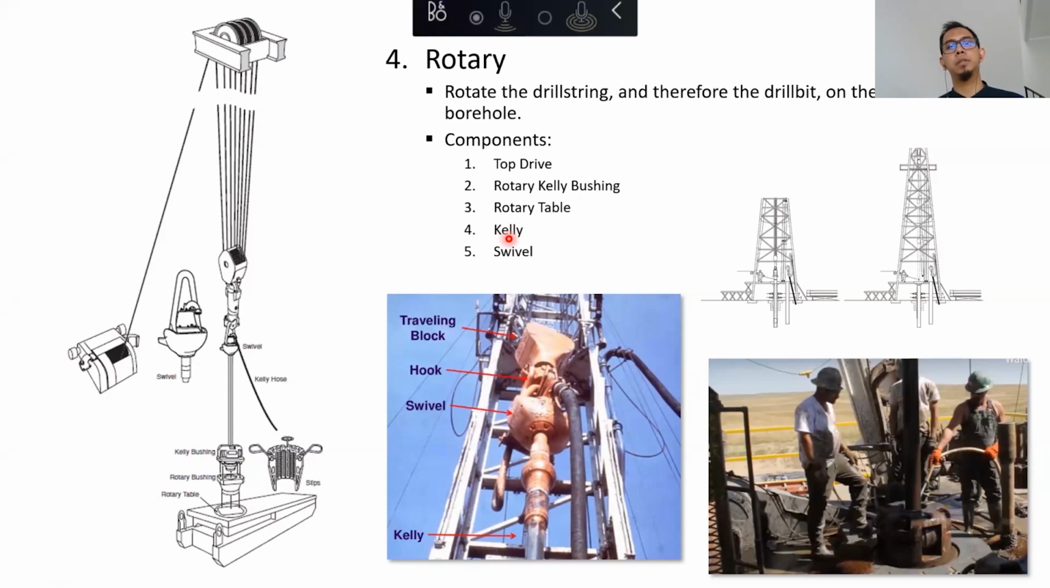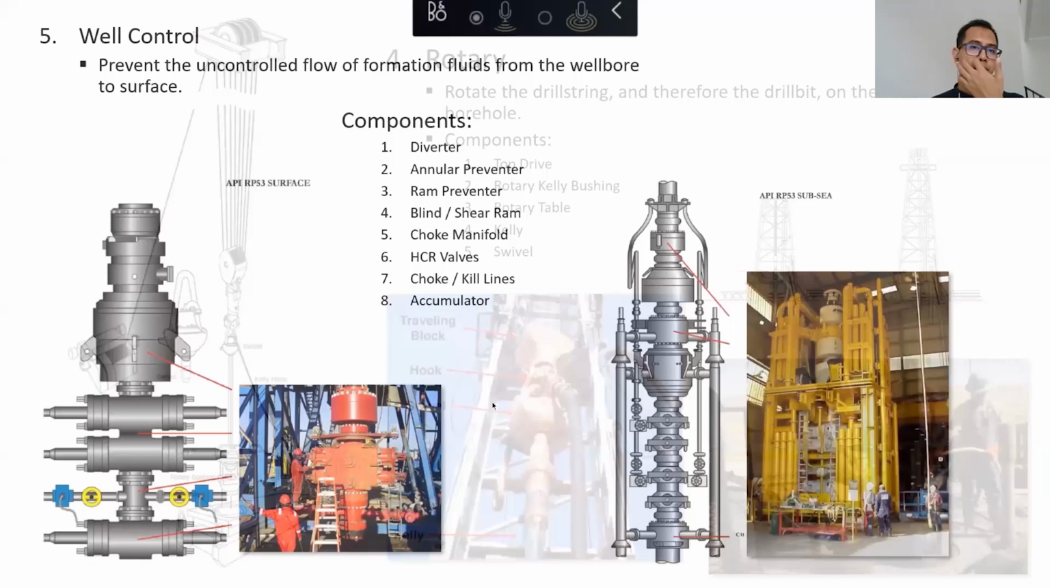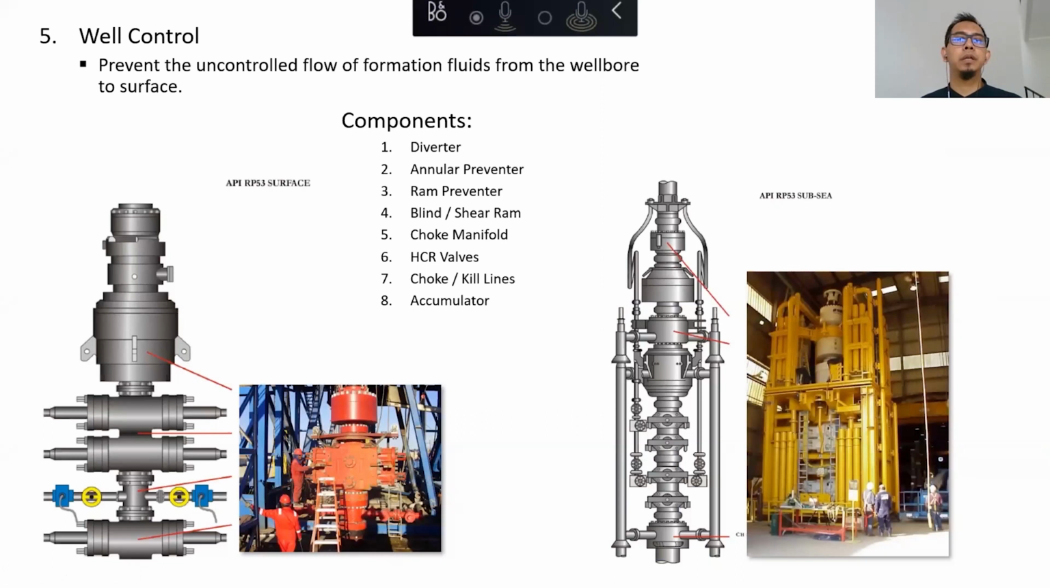And then the last but not least system is the well control system. This is one of the most important systems in the drilling operation. The well control system prevents the uncontrolled flow of formation fluids from the wellbore to surface. So it's a safety measure. The components are a diverter, annular preventer, ram preventer, blind or shear rams, choke manifold, hydraulic control remote valves, and choke and kill lines, accumulators.